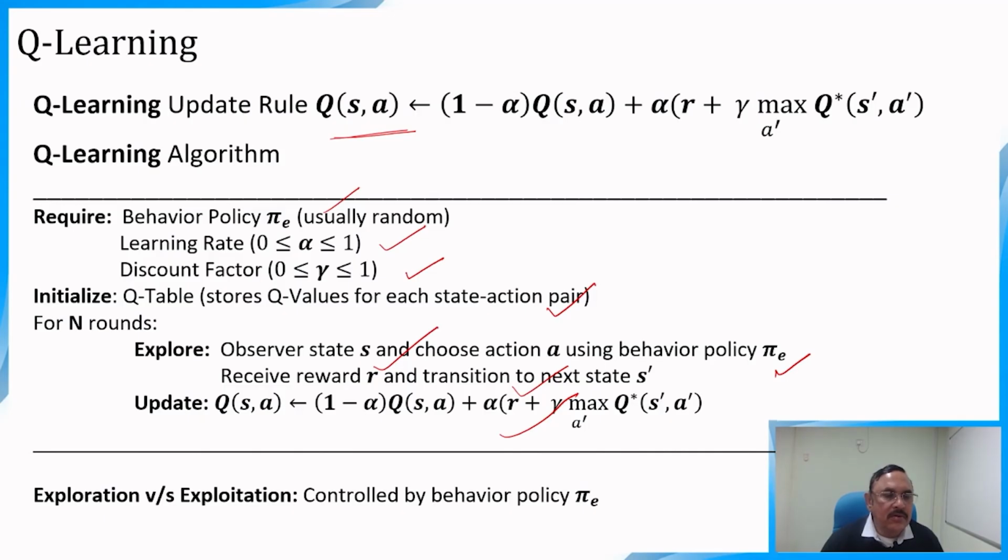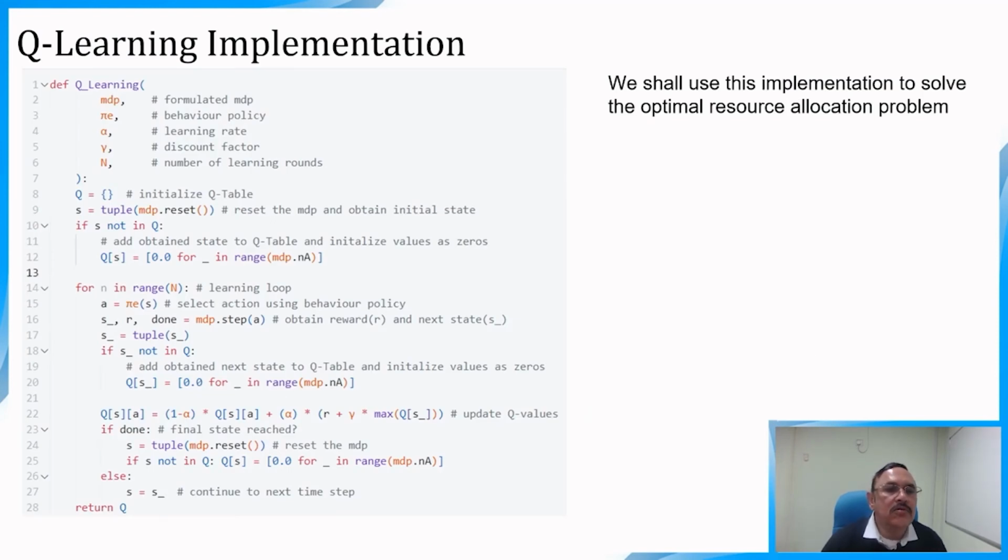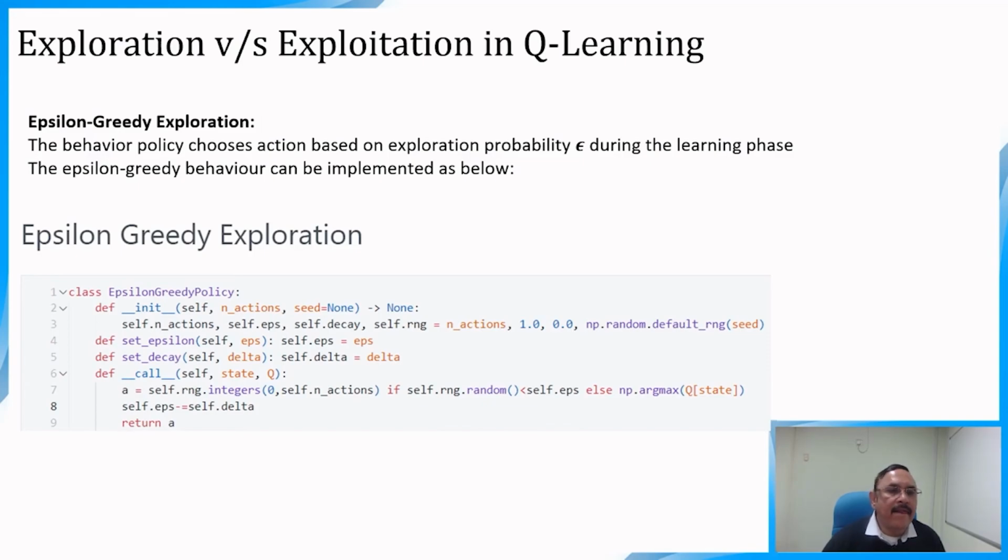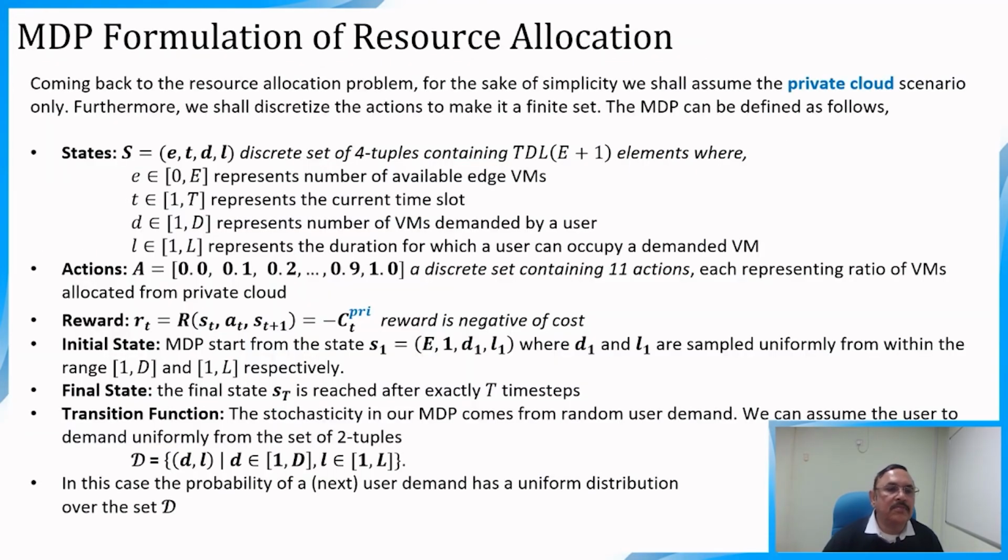So, there are 2 things, one is called exploration, the other is called exploitation, and it is controlled by the behavior policy, that is pi E. So, Q learning implementation, we shall use this implementation to solve the optimal resource allocation problem, and it uses the epsilon greedy exploration. The behavior policy chooses the action based on the exploration probability epsilon during the learning phase, and epsilon greedy behavior can be implemented as shown in that particular code.